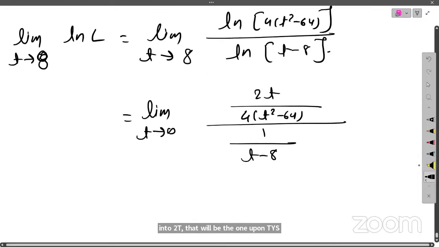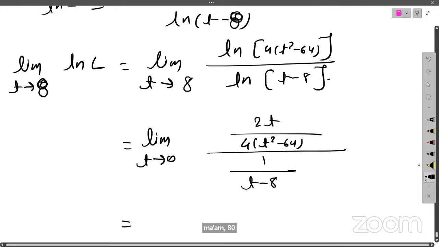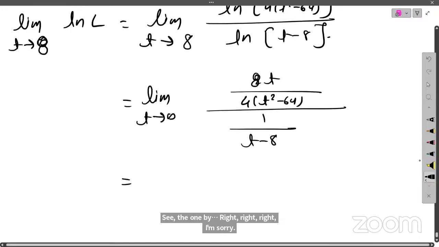Yes, yes. Ma'am, it will be 8t, not 2t. Why is it 8t? Ma'am, square, the 1 by 4, right. Sorry. Thank you, 8t.